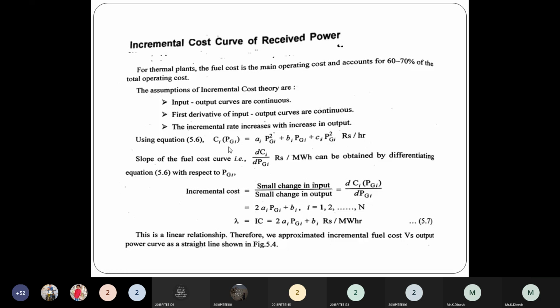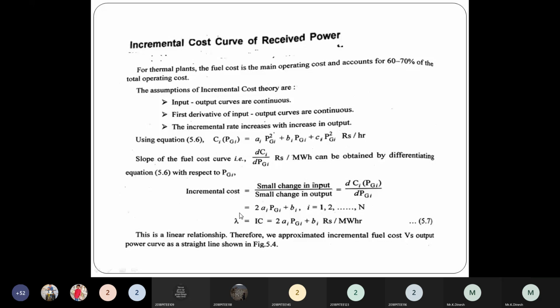Ci of PGi equals Ai PGi square plus Bi PGi plus Ci rupees per hour. The slope of the fuel cost curve is achieved by differentiating Ci of PGi one time. Just differentiating this corresponding equation one time. If I differentiate, I may achieve the incremental cost. Incremental cost is a small change in input by small change in output, dCi of PGi by dPGi. The derivative should be 2 Ai times PGi plus Bi, for i equal to 1, 2 up to n.